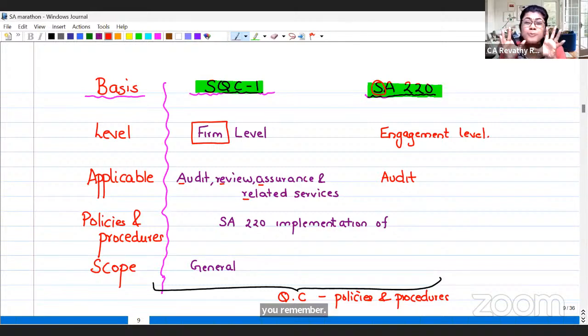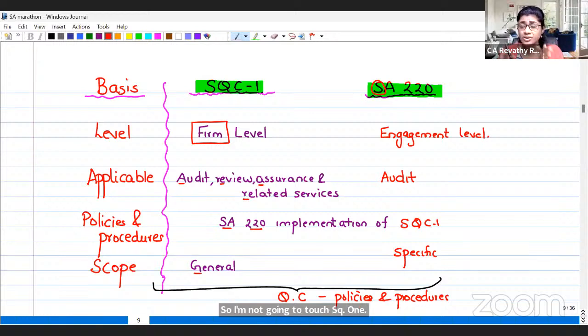Now, which is said to be specific for that audit quality? SA is specific. Why? It is for an audit. Whereas SQC is the entire firm. So this is said to be more general. Now, to sum up, SA 220 is implementation of SQC1. So did you have the understanding of difference and similarity between these two? So I'm not going to touch SQC1 now because we have dealt with the difference. We are going to revise only 220. Okay.